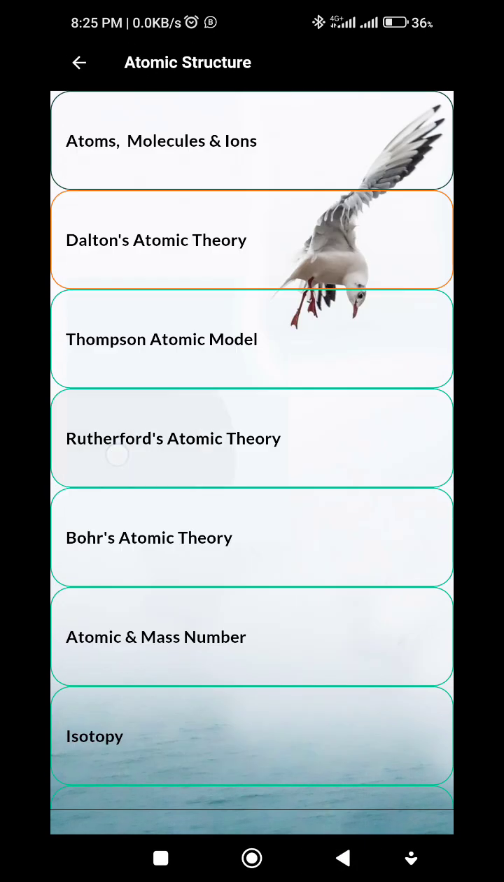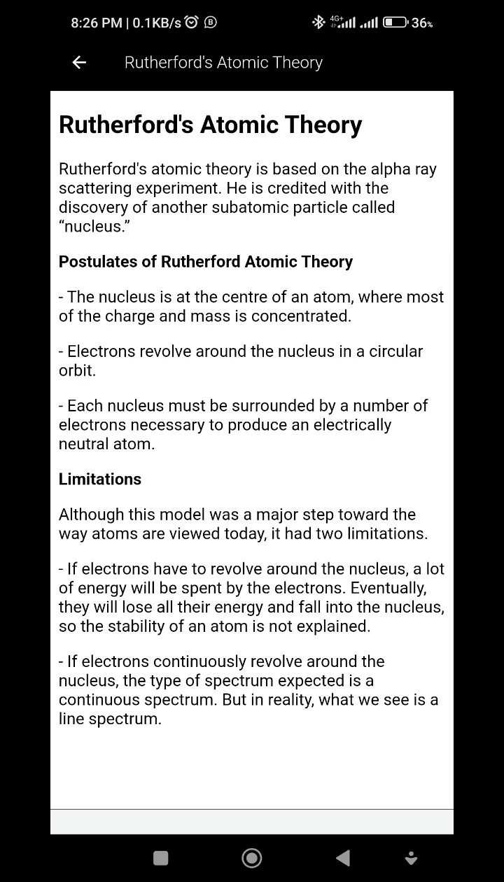However, Rutherford atomic theory is based on alpha rays and scattering experiments. He is credited with the discovery of another subatomic particle called the nucleus. Subatomic particles are neutrons, electrons, and protons. It's under neutron that we discover the nucleus. Nucleus are just the invisible particles that are found.